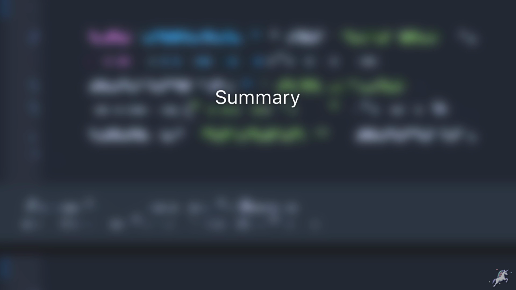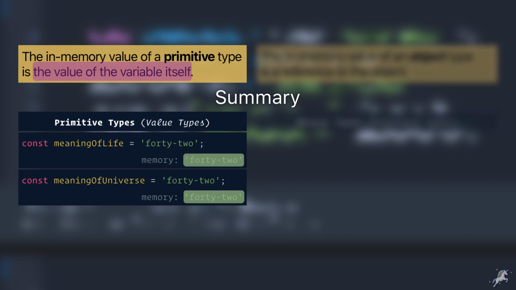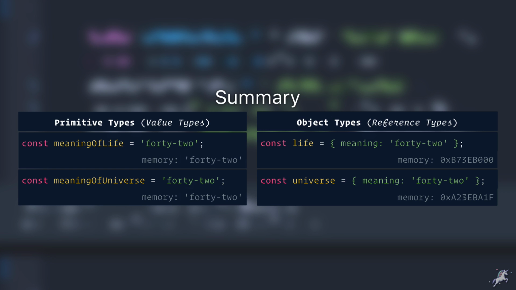Every type in JavaScript has an in-memory representation or value. The in-memory value of a primitive type is the value of the variable itself, and the in-memory value of an object type is a reference to the object. That's why when we compare two primitives with equal values, we get true, because we compare the in-memory representation of them, which are the same as the values that they represent. And when we compare two separate objects, we get false, because we compare their references, which are their locations in the memory, which are their memory addresses, and those references point to two different locations in the memory, and therefore they are not equal.